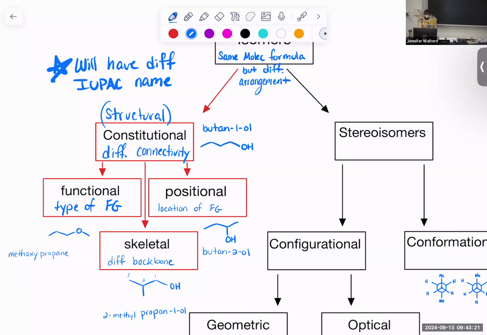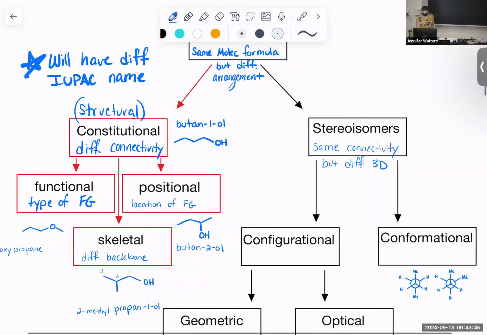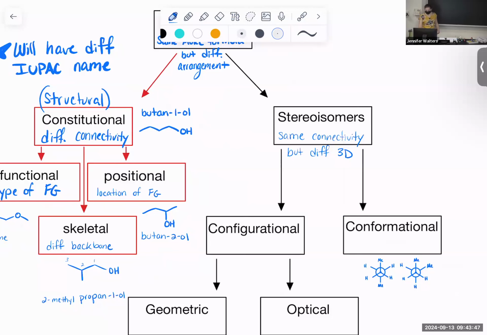Your stereoisomers are going to be where you have the same connectivity, but a different 3-dimensional structure. So you're just going to differ in 3D. Our conformational isomers are that subset of the stereoisomers where all we're doing is rotating that sigma bond. It is the exact same molecule, we just rotated it.